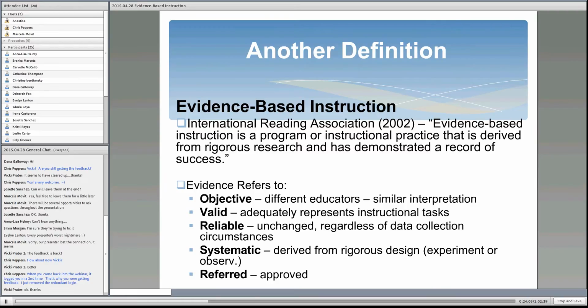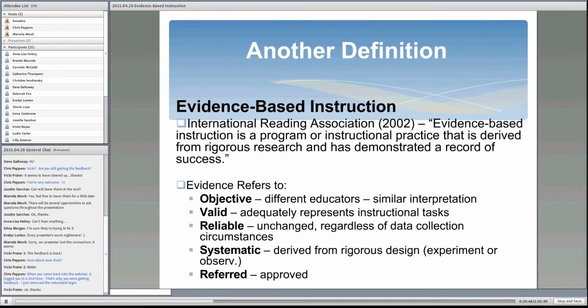It must be systematic, so it can't be a willy-nilly collection of information. It has to be a systematic collection, and accordingly it has to involve some sort of rigorous design of either experimentation or observation. And then the final thing, it must be refereed, it must be approved by someone above whoever the initial reviewers, the initial, I guess, data collectors and analysts are.